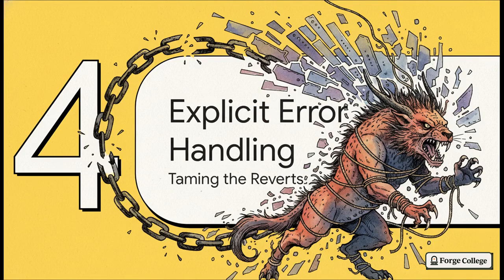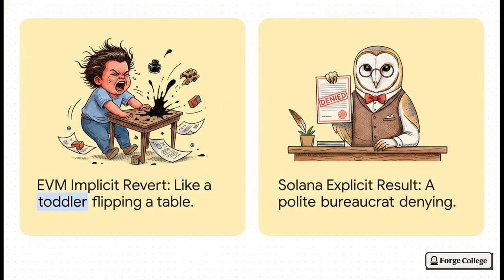Well, that brings us to Section 4, explicit error handling, or as I like to call it, taming the reverts. I honestly love this comparison. In the EVM, an implicit revert is basically a toddler flipping a table. Something goes wrong, maybe an overflow, maybe an unauthorized caller, and the EVM just panics. It destroys the whole transaction, undoes everything, and just yells revert.